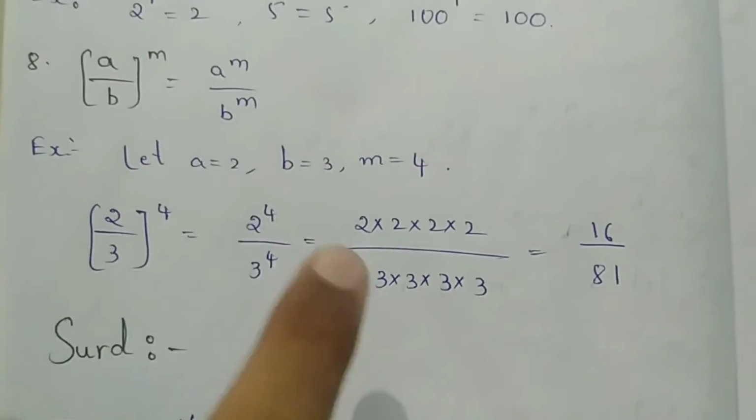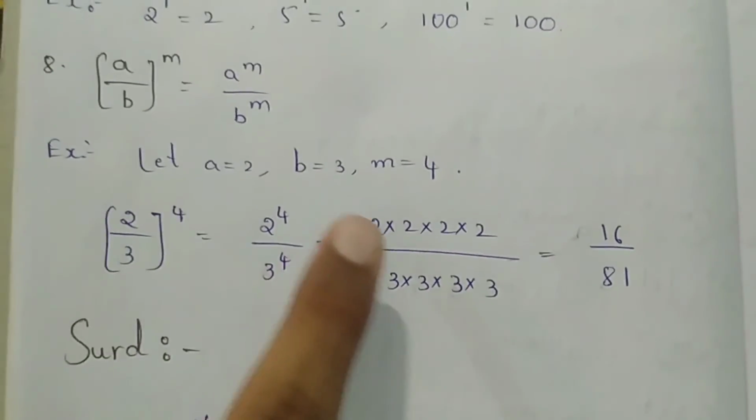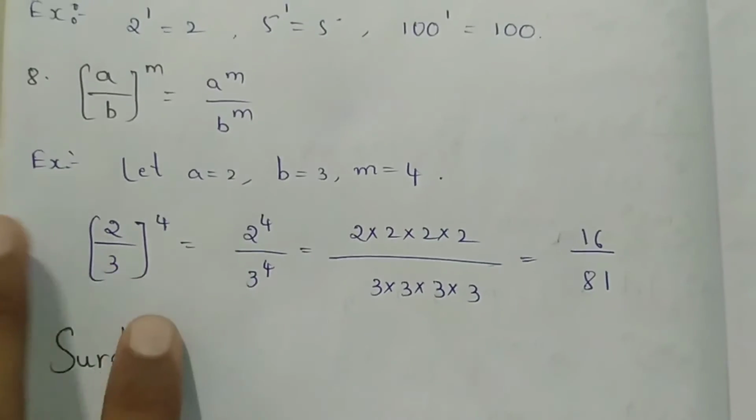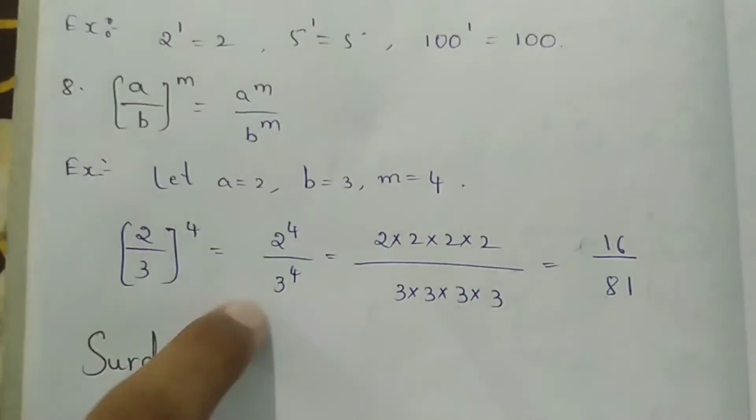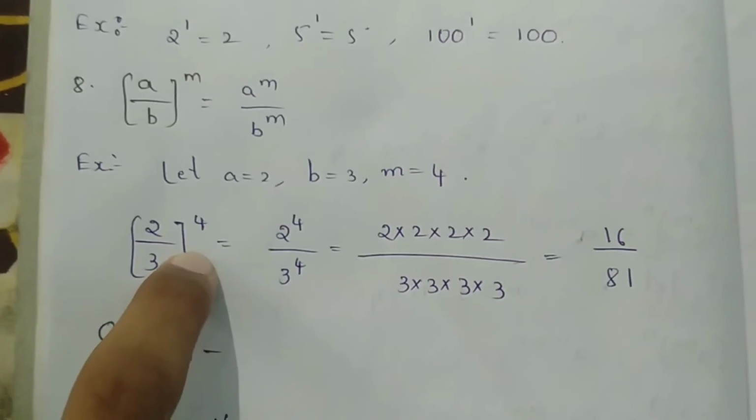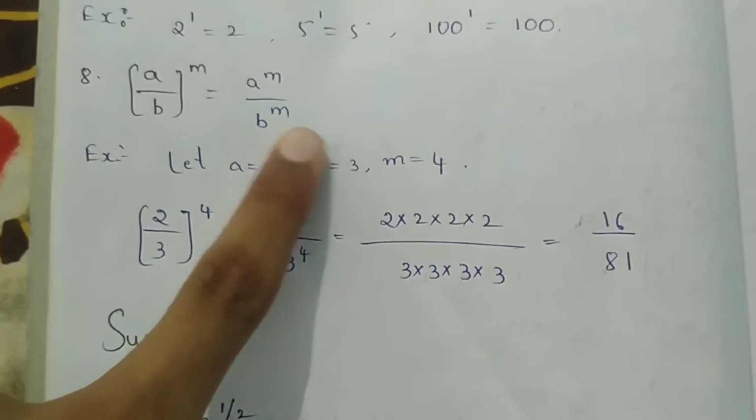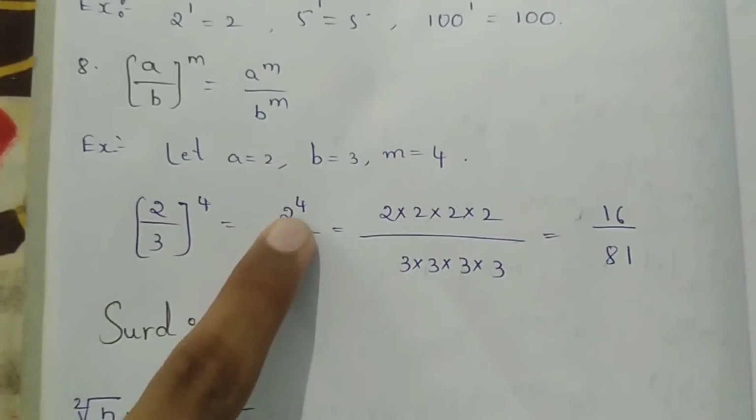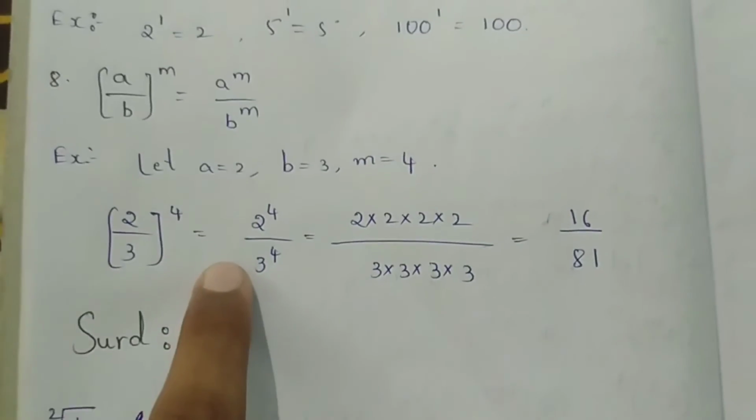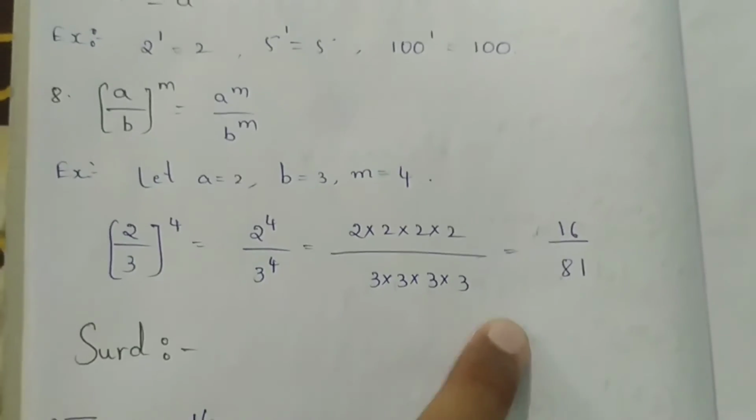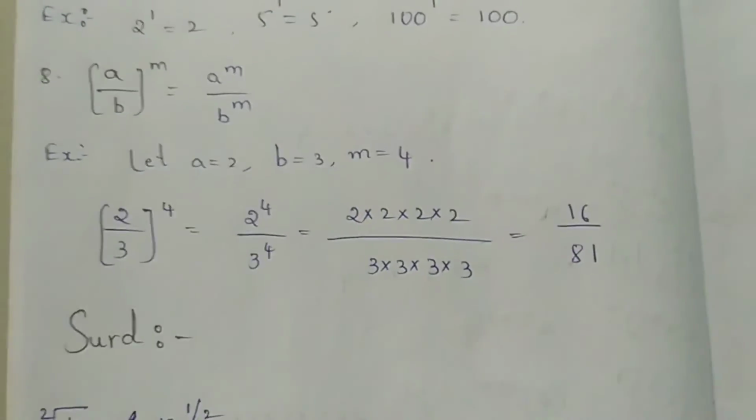Next, a by b whole power m is equal to a power m by b power m. Let us take a equals 2, b equals 3 and m equals 4. Whatever values you want, you can take. A by b means 2 by 3, whole power m means 4. This is equal to a power m by b power m, which is 2 power 4 by 3 power 4. 2 power 4 means 2 into 2 into 2 into 2, and 3 power 4 means 3 into 3 into 3 into 3. 2 power 4 is nothing but 16, and 3 power 4 is nothing but 81.